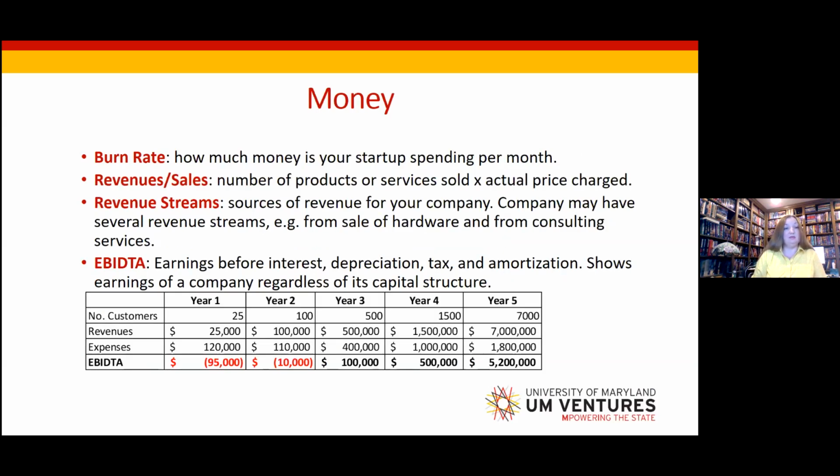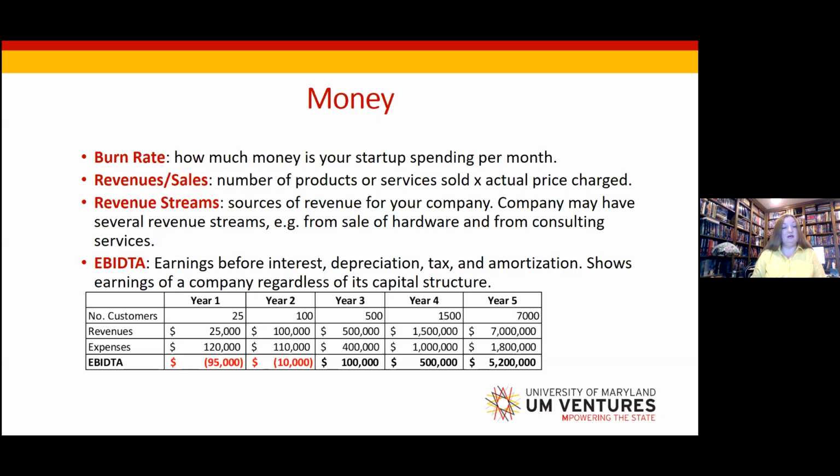Now let's talk about money, something that results from sales or that you need to actually finance your operations as well. Burn rate typically refers to startup companies that don't necessarily generate revenues yet, and it means how much money your startup is spending per month. The reason it's called burn rate is that it is used mostly in reference to startups that don't generate sales yet. Basically, how much money does your startup use up every month, or burn through, in building that product or service.